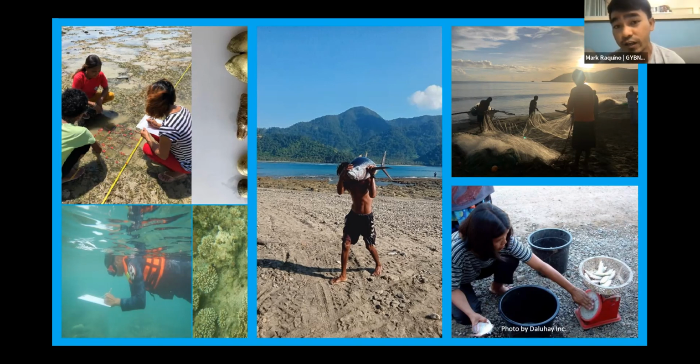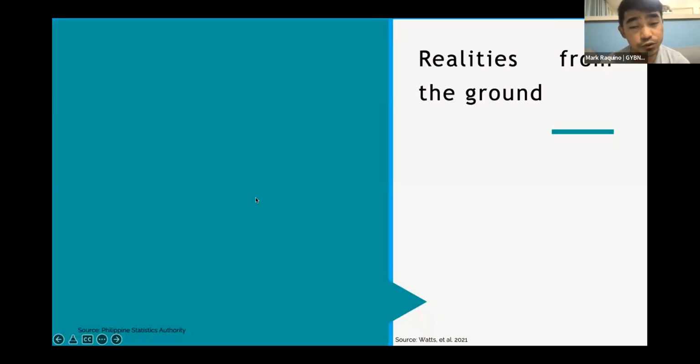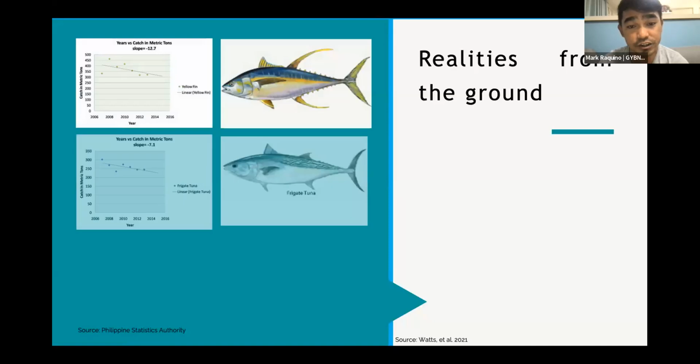So these are some of the functions and purposes and other things the communities are able to do in terms of marine fisheries and ocean conservation. But again, just to also highlight some of the realities on the ground, we have been talking about the declining ecosystems and marine resources, and it's actually happening.